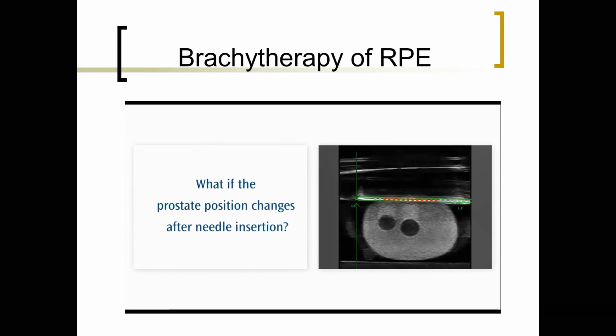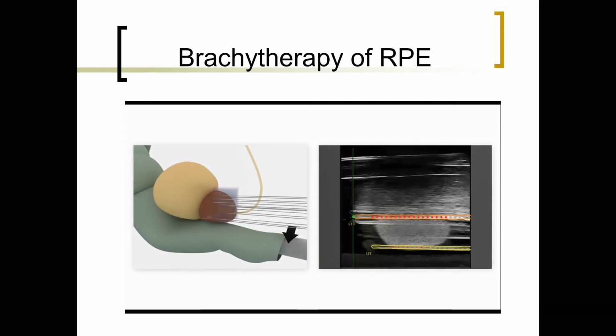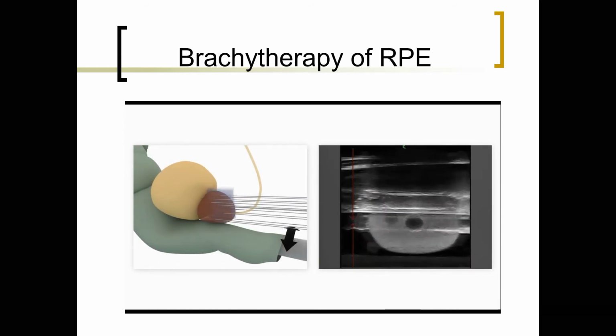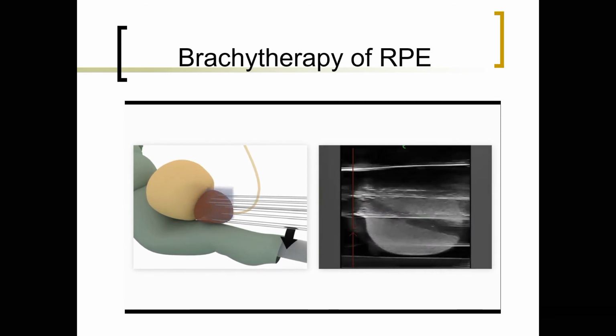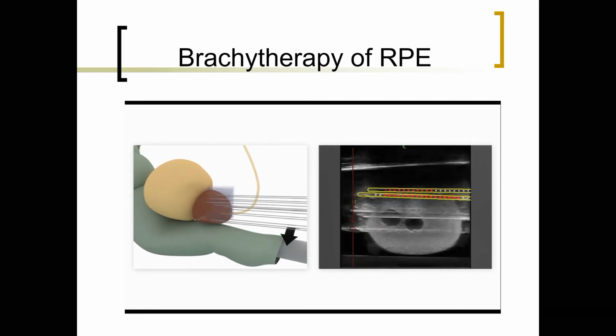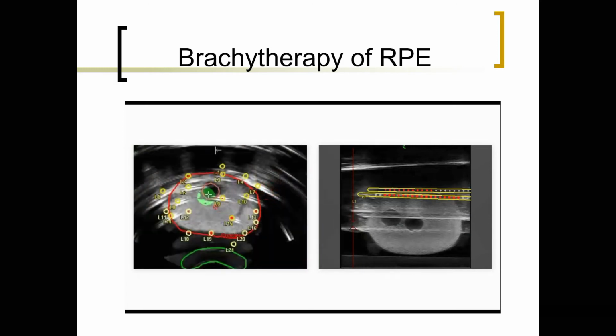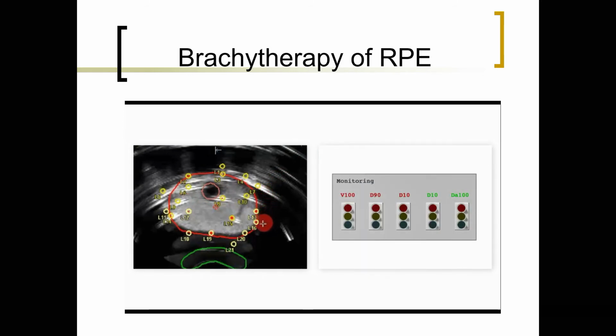Can you adjust the plan if the prostate position changes after the needles are inserted? Yes. In the event that organs have moved or the prostate is swollen, you can capture an up-to-date image set at any time. Your plan can easily be adjusted to the actual situation. In a few simple steps, you can contour the new status. The traffic lights will clearly show you the consequences for your plan.